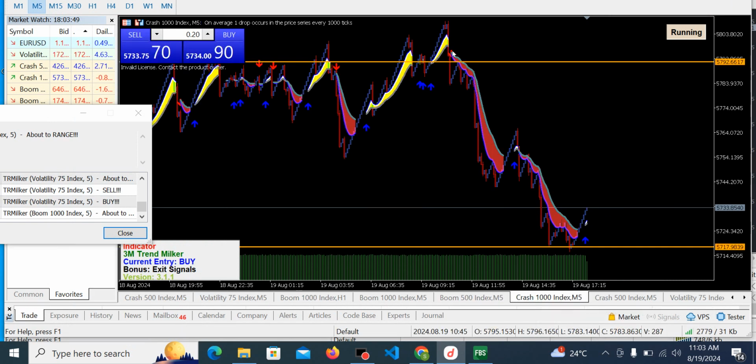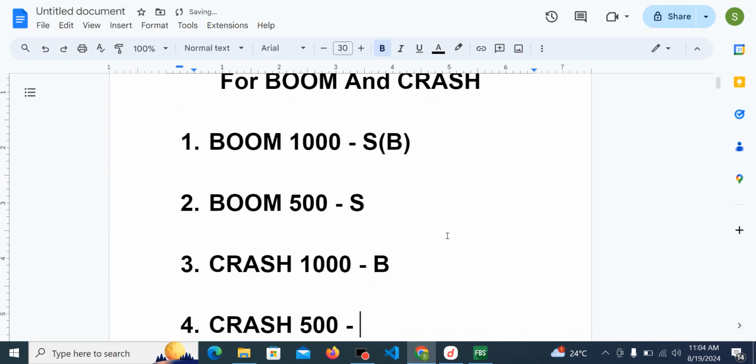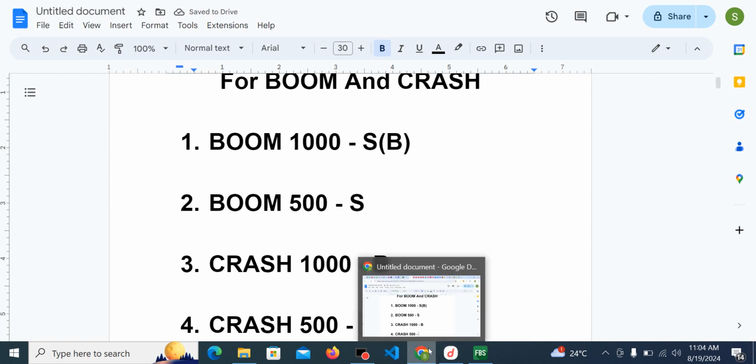This is Crash 1000. This had been on a very strong downtrend, and of course it has been selling and selling, but it got to this support zone, and right now it's trying to go back on a buy trend. So this should be giving us more of a buying opportunity than a selling opportunity. Let's check out Crash 500.